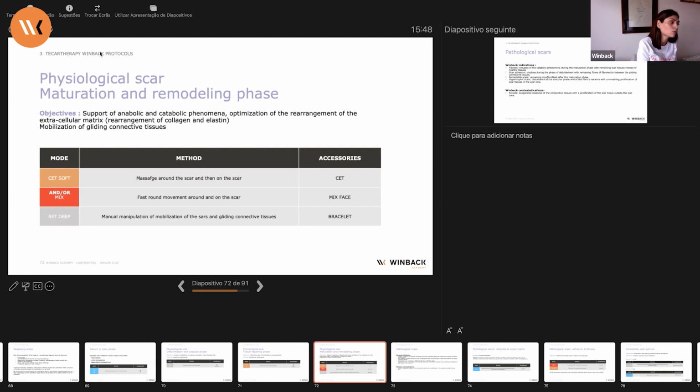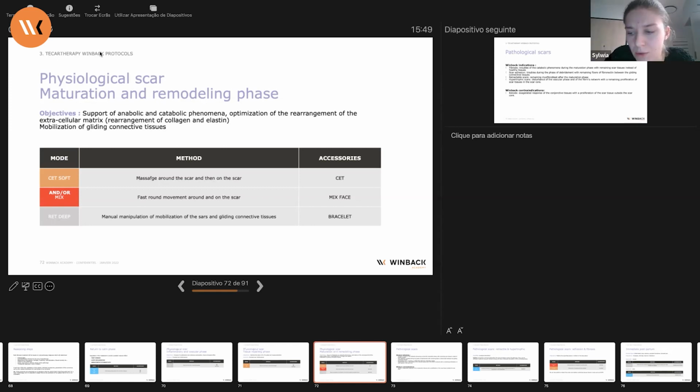And you end with the red, the deep, in 10% with the manual manipulation of mobilization of the scar, the gliding of the connective tissues. At first, you work on orange and on red to alternate the trophicity and the tonicity of the tissues. You increase the heating of the fascia to get it more mobile and to get it able to be aligned as you want in the last phase, in the manual manipulation and mobilization phase.